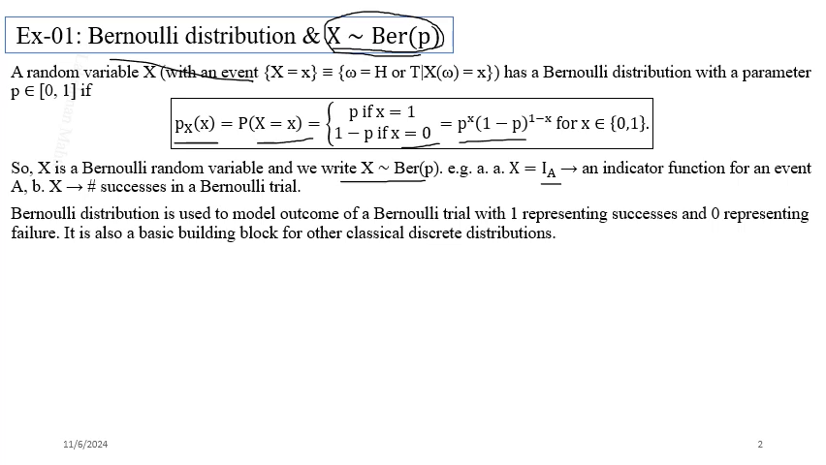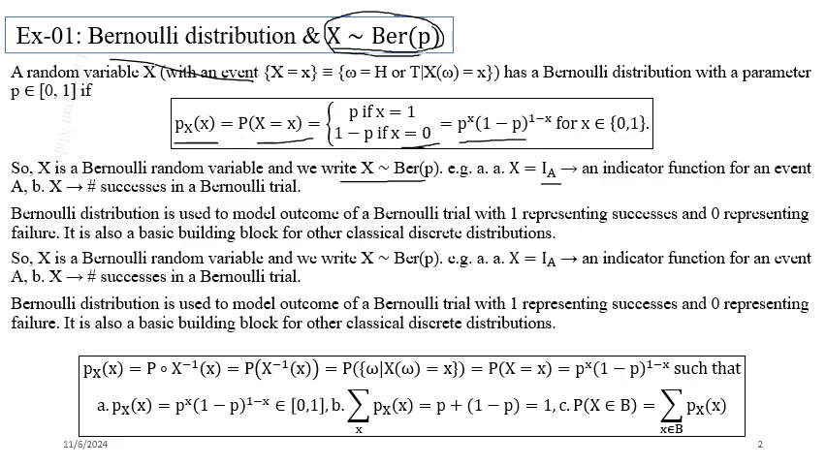Likewise, you can talk about failure and success. If you put all those events into failure and success categories, then simply you will come up with a Bernoulli trial. We know that a random variable maps a random outcome to a random number. So the random number 1 represents success and the random number 0 represents failure. It is also a basic building block for other classical discrete distributions or discrete random variables. The other discrete random variables that we will study later can be generated from this Bernoulli random variable.